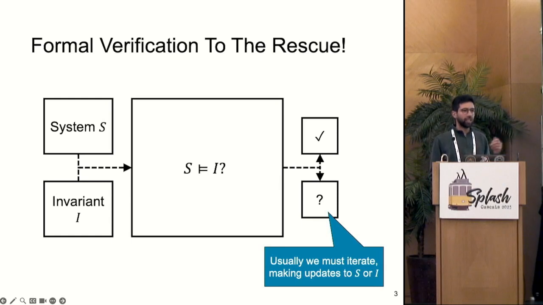On the screen you see a sketch of the usual input-output behavior of these tools. On the left you have a system description S, and some properties, usually in the form of invariants I. These are given to a tool in the middle that checks or tries to prove that S satisfies I. Ideally, you get a check mark and you're done. Most likely what you get is a timeout, an unknown, or a counterexample to induction, and you have to fix your system S or update your invariants.